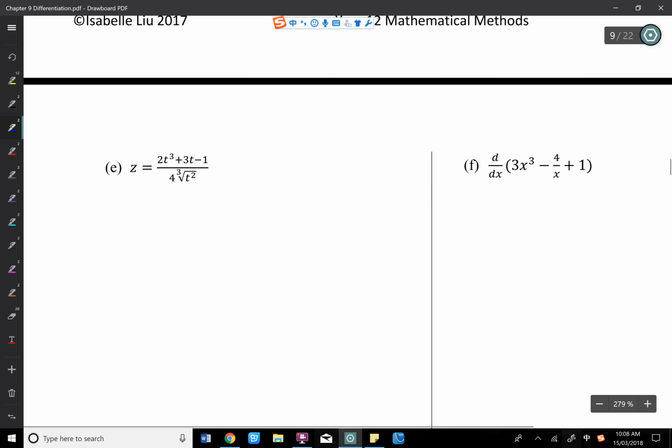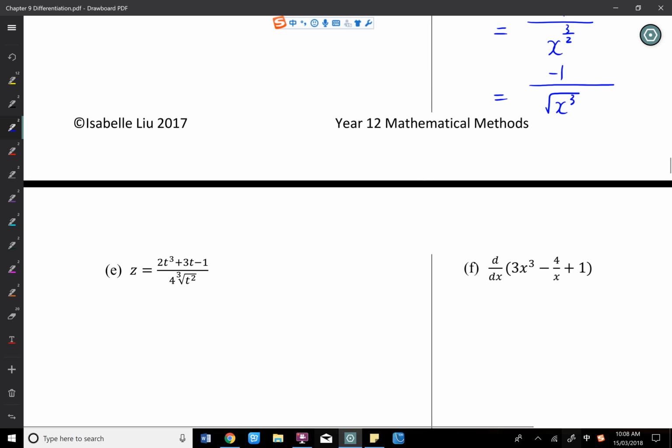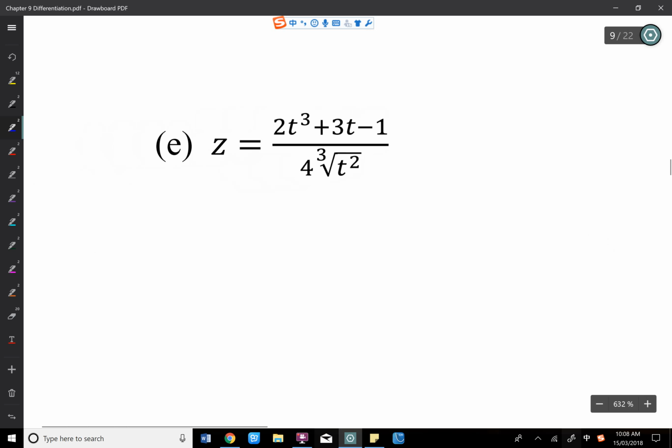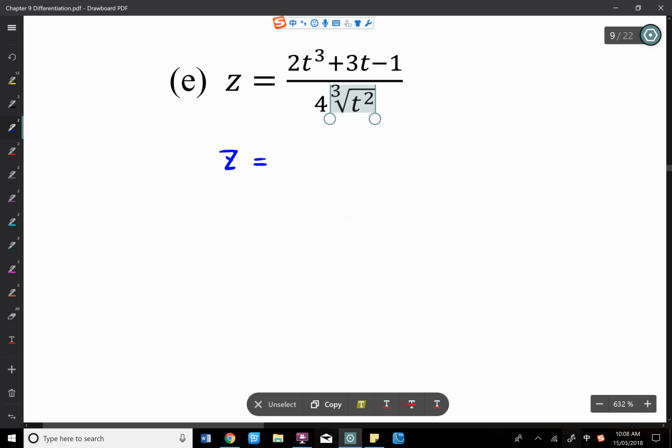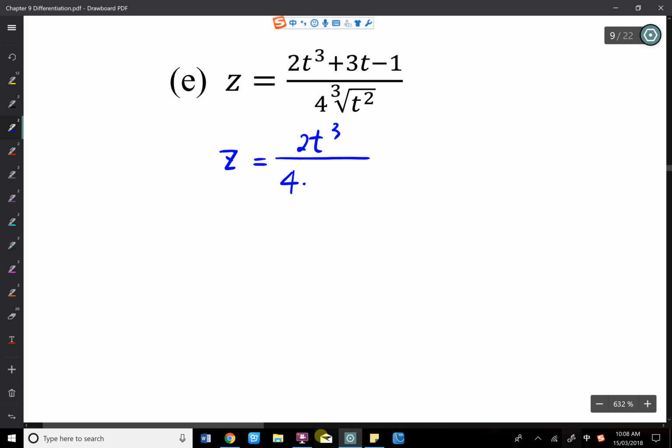Okay, next one, E. I think most of us struggle so much on this one, like don't know what to do with it. Well, what I have done is z equals 2t cubed over 4 times, well, there is a times, okay, it's not 4 cubed, it's t to the power of 2 over 3. I should write a times in between. So that's 4 times t^(2/3), and plus 3t over 4 times t^(2/3), minus 1 over 4 times t to the power of 2 over 3.